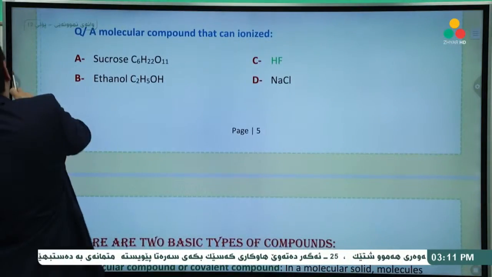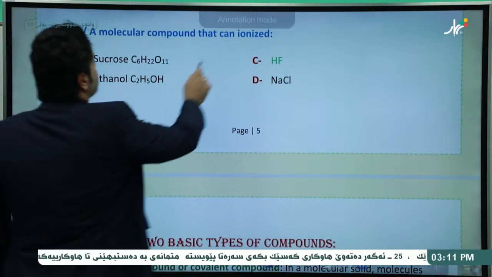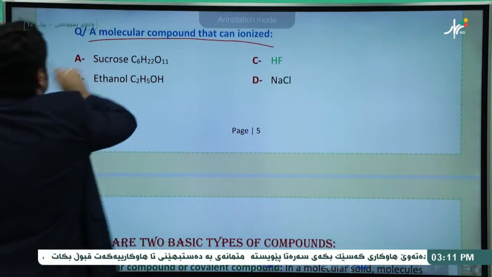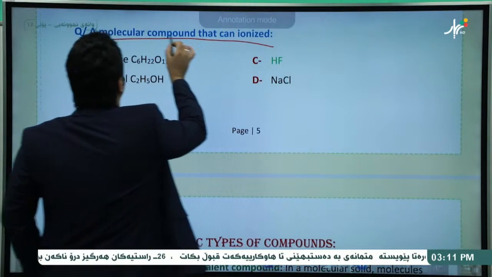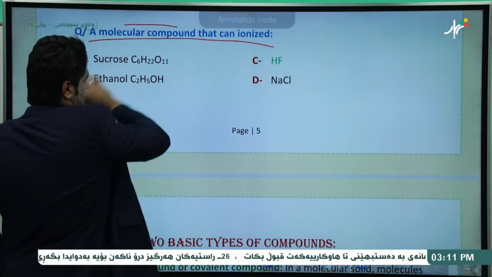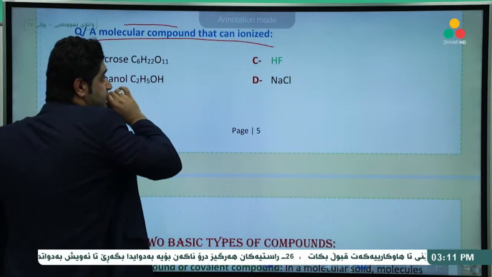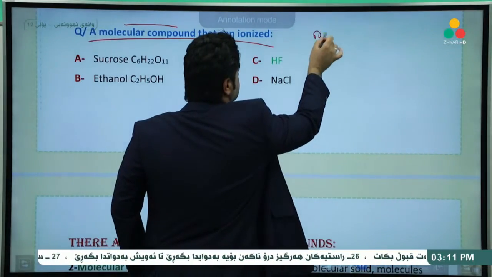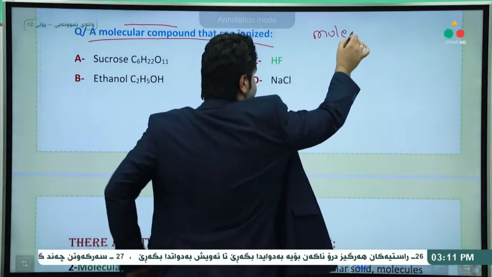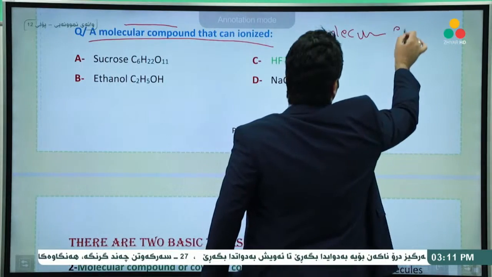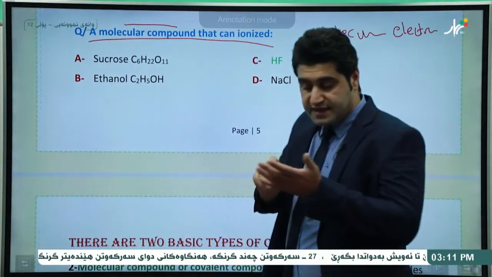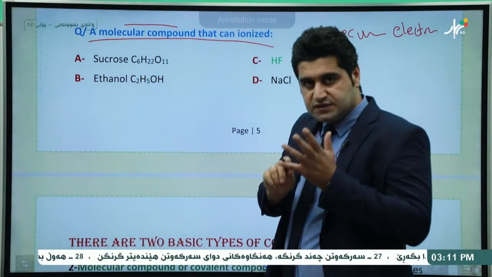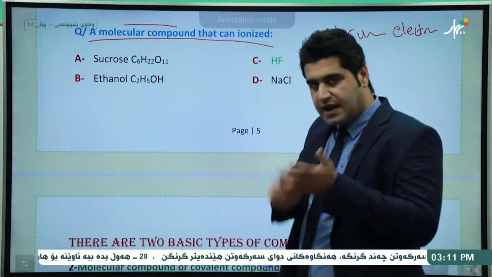Good. Now, a molecular compound that can ionize. Look, molecular compound. Okay, very easy. That can ionize. It means electrolyte. Molecular electrolyte. Acid. Strong acid, weak acid, and weak base.